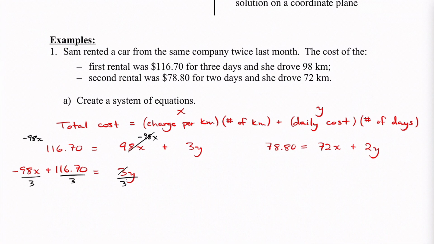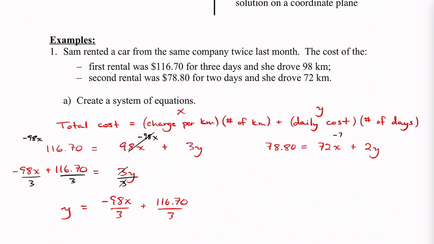And then these 3's will cancel. So the only thing we have left is a y. Now I'm going to write that just over on this side. So we got y on that side. And then these fractions, those numbers aren't divisible by 3, so we're just going to leave them as they are. So we're going to have negative 98x over 3 plus 116.70 divided by 3.